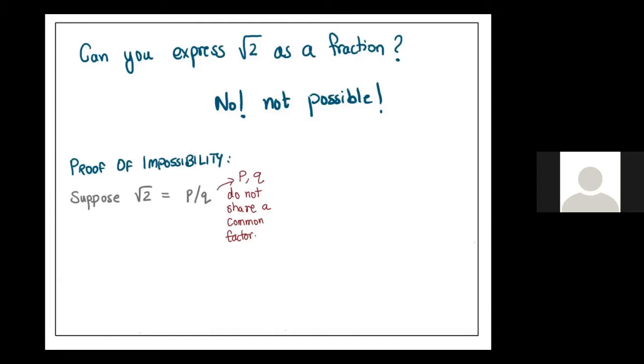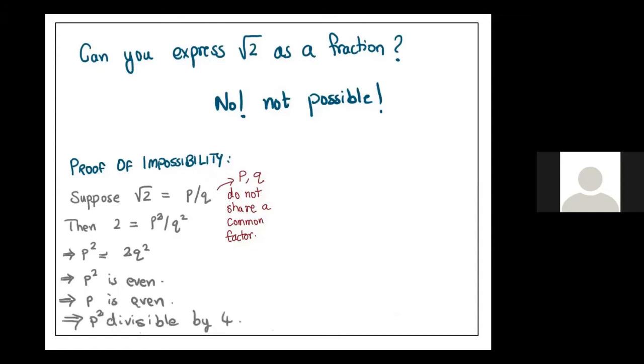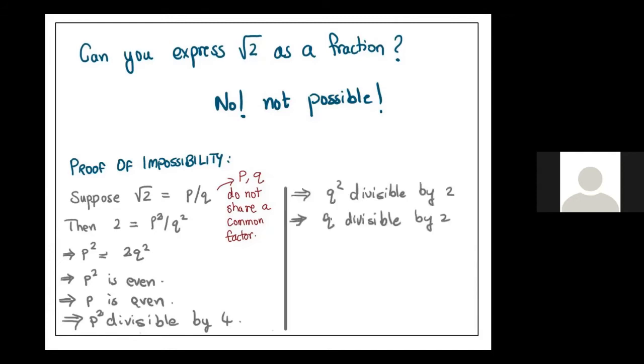It proceeds as follows. You assume, for the sake of contradiction, that square root 2 can be written as a fraction, say P by Q. And say they do not share any common factors. Then you do some simple arithmetic. Square both the sides, take 2 on the other side, conclude that P square must be even because P square equals 2 times something. So of course, if P square is even, P must be even. Not only that, P square must be divisible by 4, because if P is even, there is a 2 sitting inside it, and P square must be divisible by 4, which then tells you that Q square must be divisible by 2, which means Q is divisible by 2.